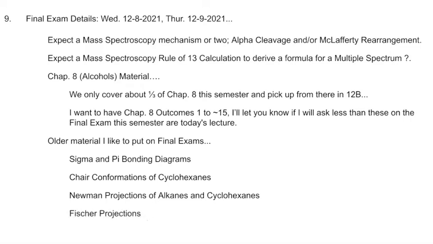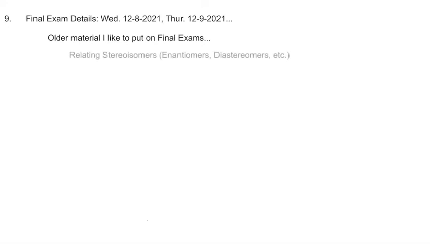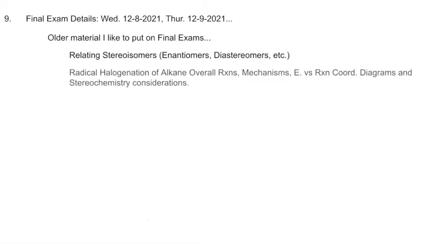And then Fisher projections, that's not so old, we just had it on the last exam, but practice that a little bit. And the absolute configurations, we've been doing that all along, the R and S, but practice a little of that. And then other old stuff relating to stereoisomers, not really that old, we just had it on the last exam, the enantiomer, diastereomer stuff. And then the radical halogenations of alkanes, we've done a lot of that this semester.